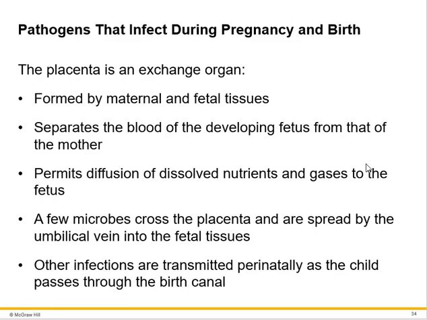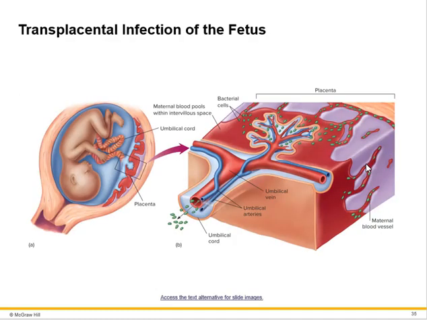Other infections are transmitted perinatally, at childbirth, as the child is passing through the birth canal. So that is during childbirth. You can see here the blood of the fetus and the blood of the mother is separated. There are lots of blood vessels going to these various tissues and surrounding the amniotic sac, the placenta.